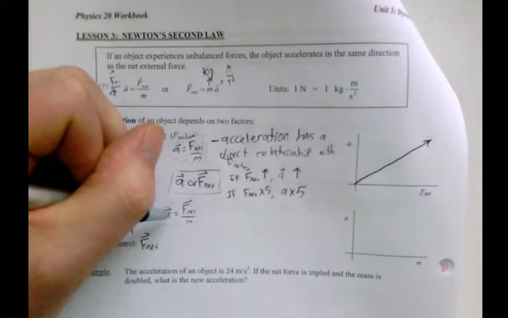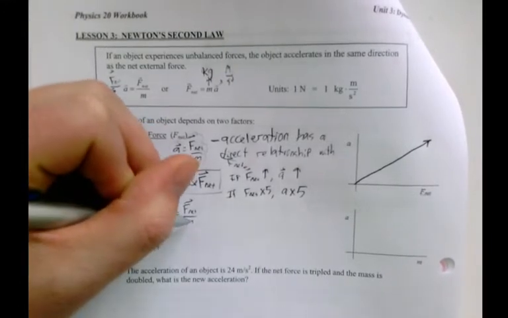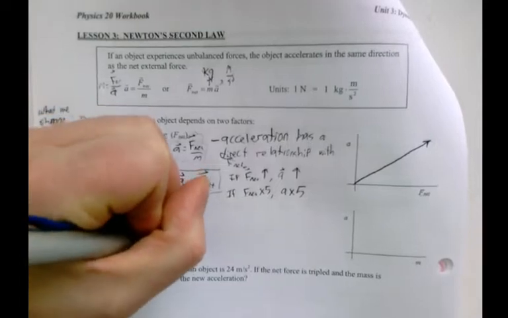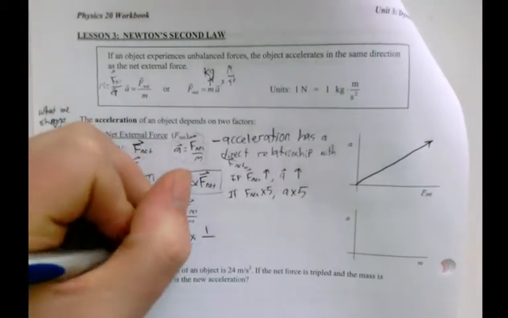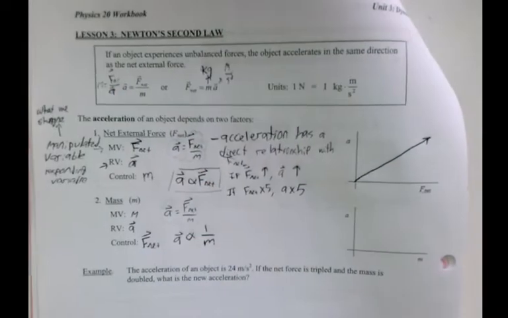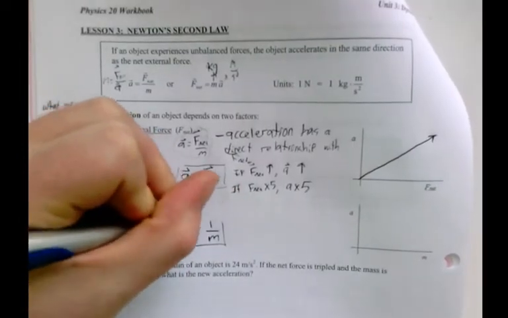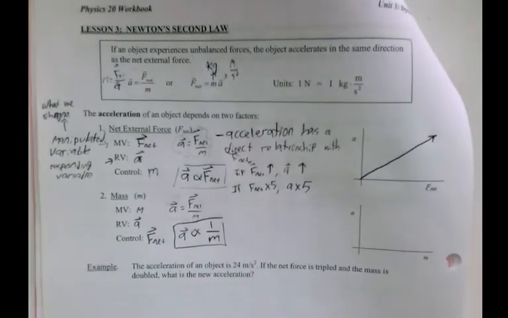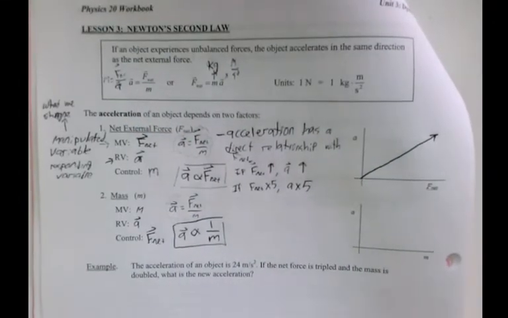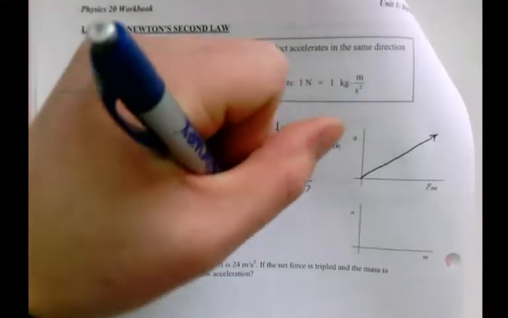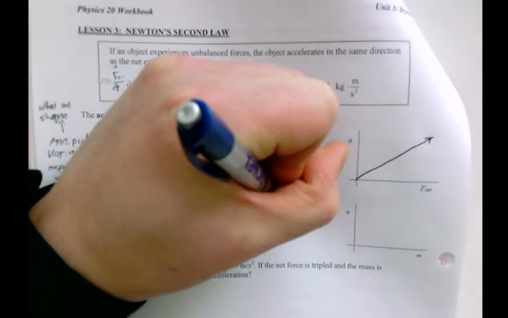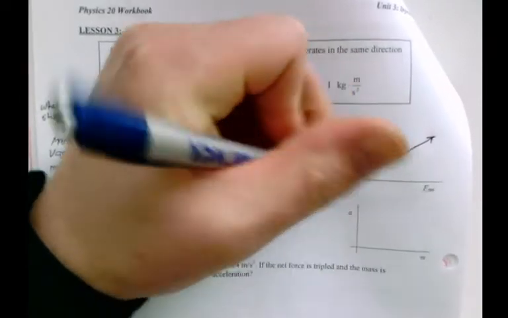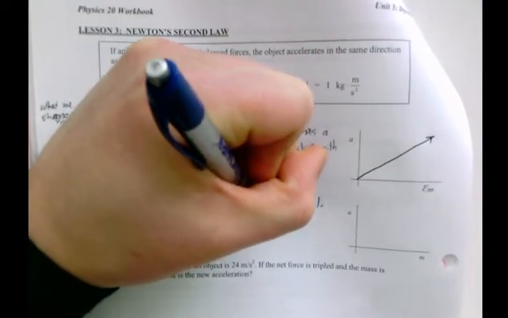Alright, so now we're looking at the relationship between acceleration and mass. One on the numerator, one on the denominator. So their proportionality is acceleration is proportional to 1 over the mass. So instead of being directly proportional, like net force, mass is inversely proportional, or has an inverse relationship. Proportionality is another way to say it.